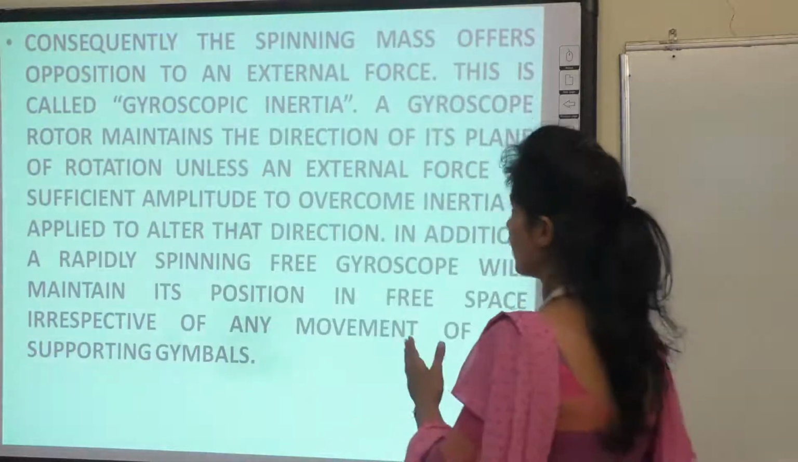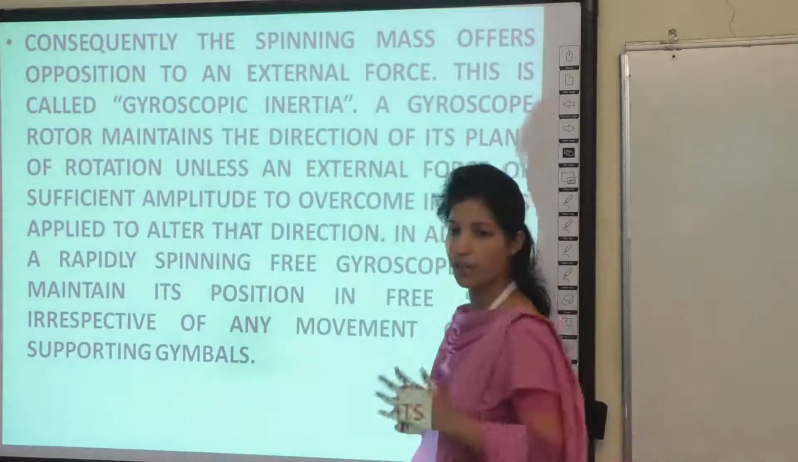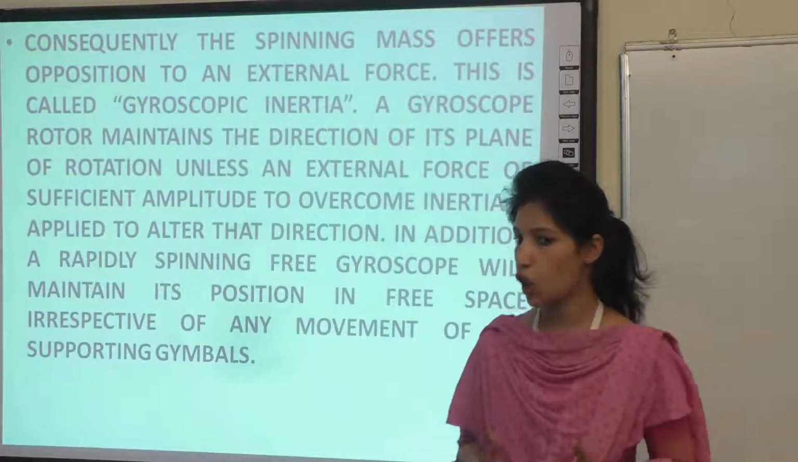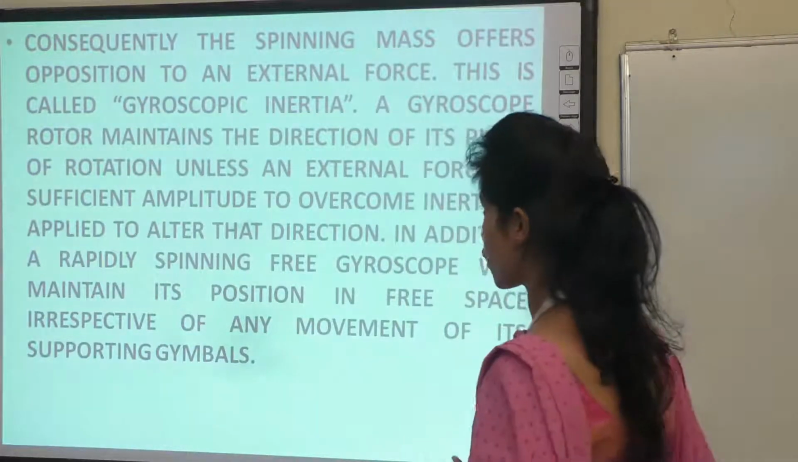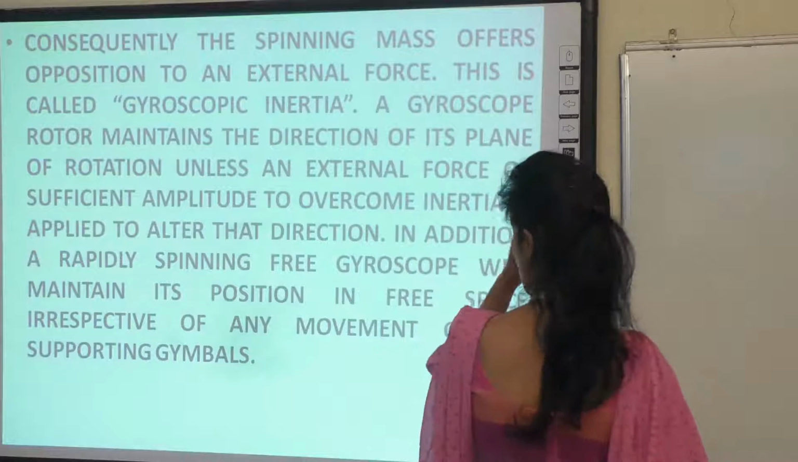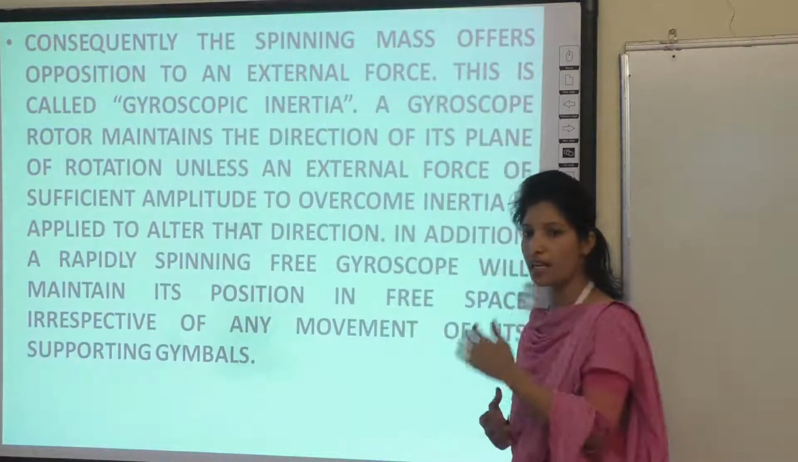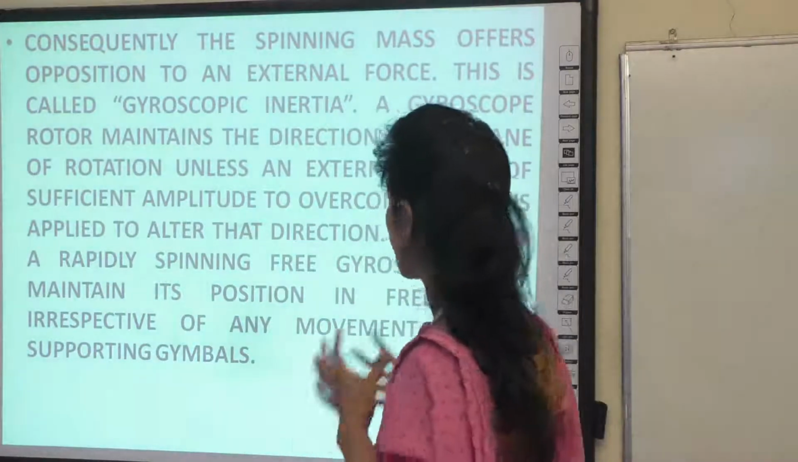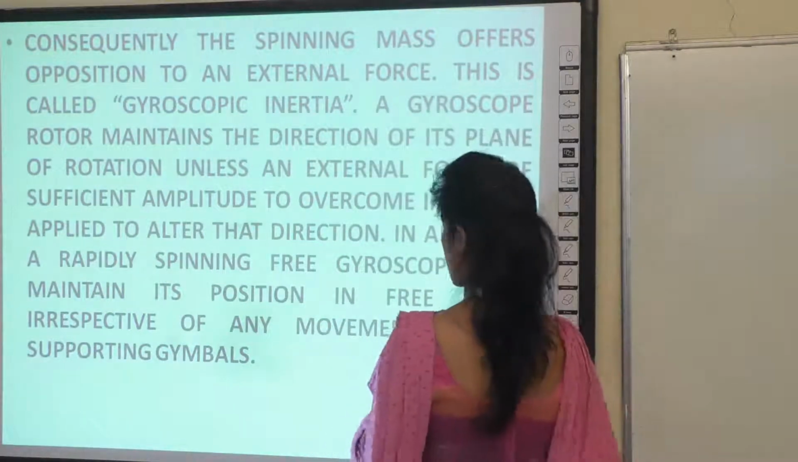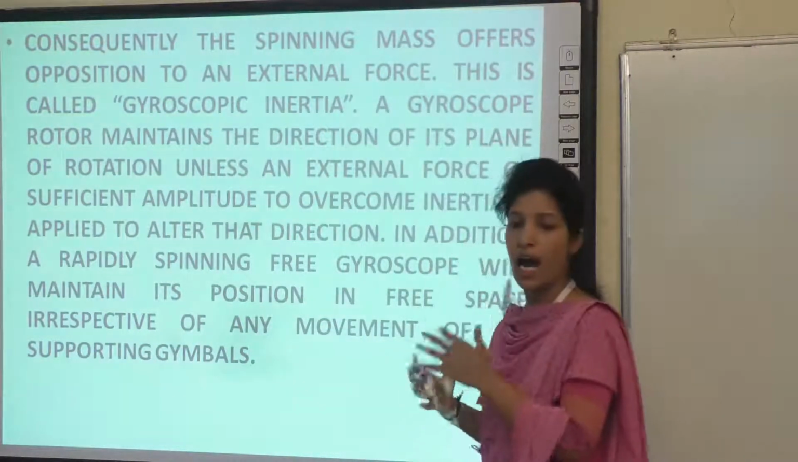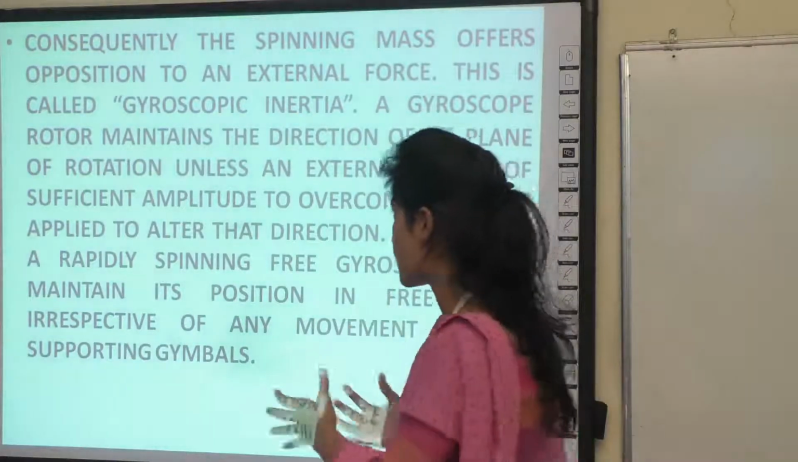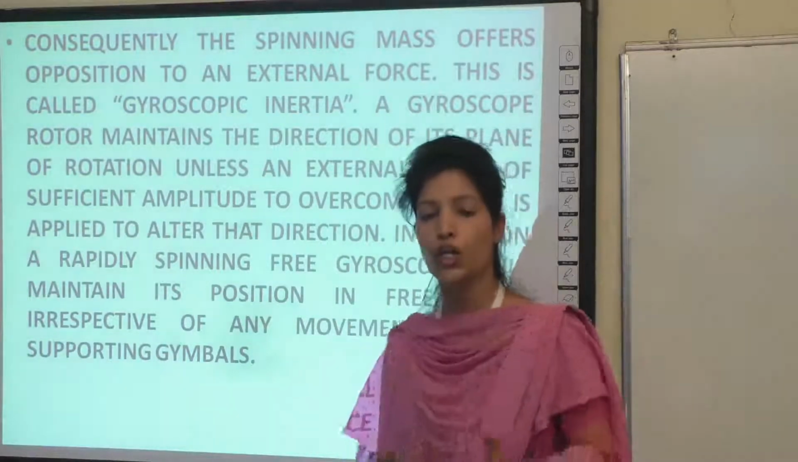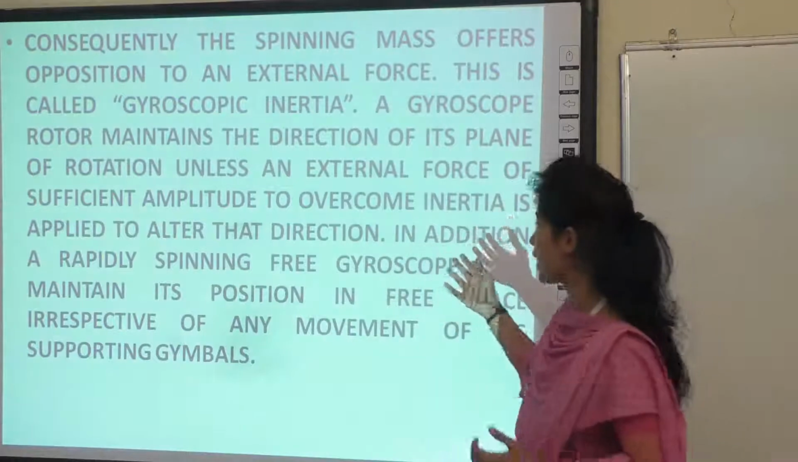And consequently, the spinning mass offers opposition to an external force. This is called gyroscopic inertia. What is gyroscopic inertia? The spinning mass offers opposition to the external force. A gyroscope rotor maintains the direction of its plane of rotation unless an external force of sufficient amplitude to overcome the inertia is applied to alter that direction.